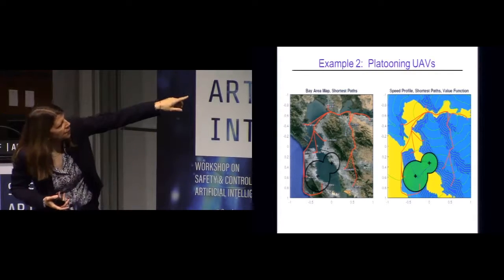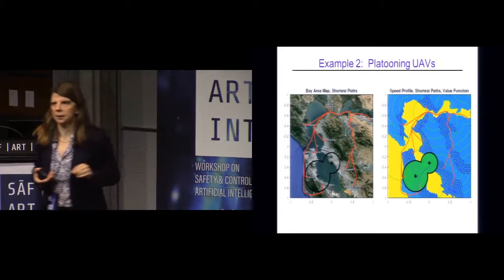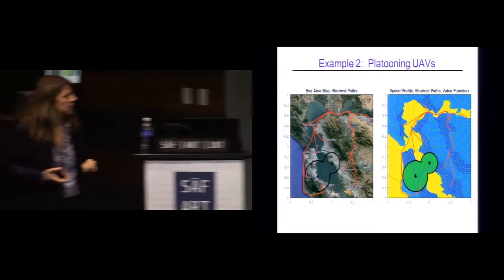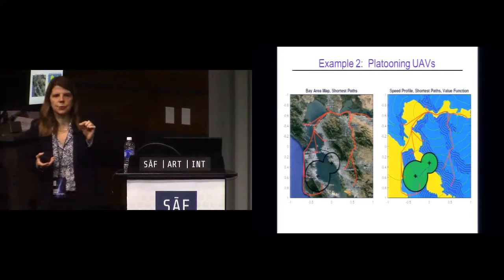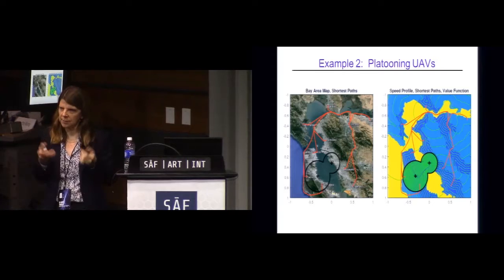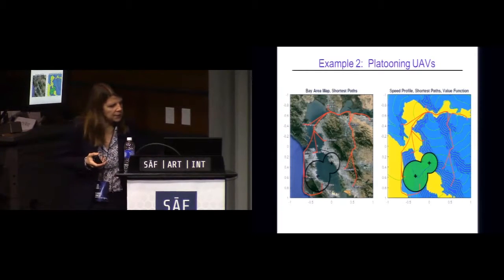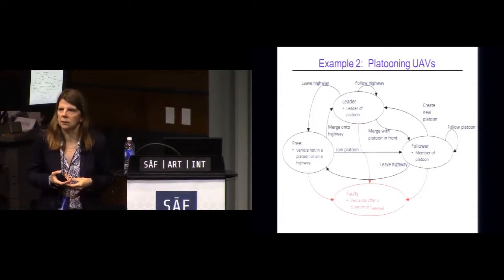So it's cheapest to fly over water, it's most expensive to fly over populated areas. You can easily capture a shortest path problem. And you see this emergence of trunk routes and then short deviations into the heavily populated areas, which kind of makes sense. So these highways in the sky emerge, and we can think about platooning these UAVs along these highways.